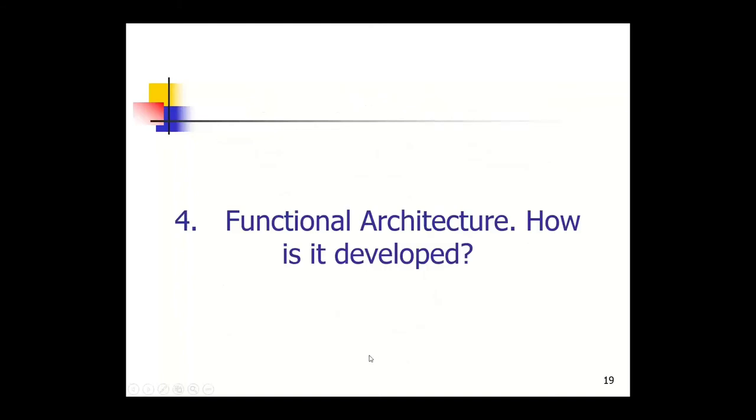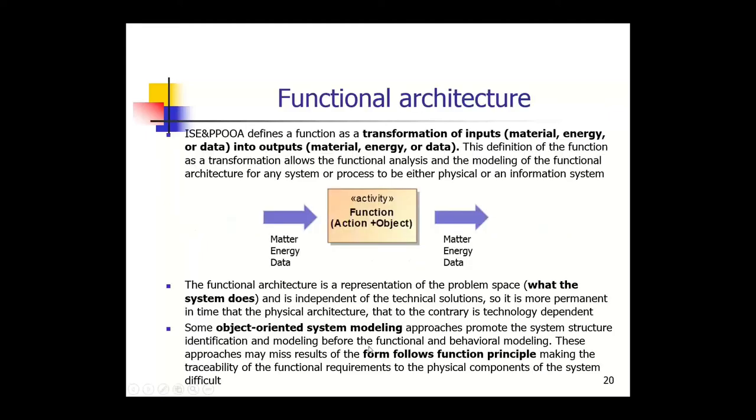Why do we defend here that the functional architecture is very important? Because as engineers, we work with functions. The systems has functions. The systems has functionality. The problem is that the concept of function is an ambiguous concept. Nobody understands the same definition of function. For us, as engineers, a function is a transformation of matter, energy, or data to matter, energy, or data. So when we identify a function, we identify a transformation, where the inputs and the outputs are very important.